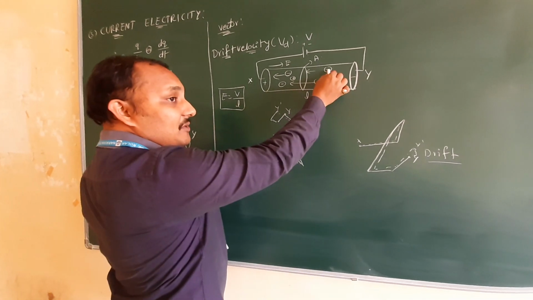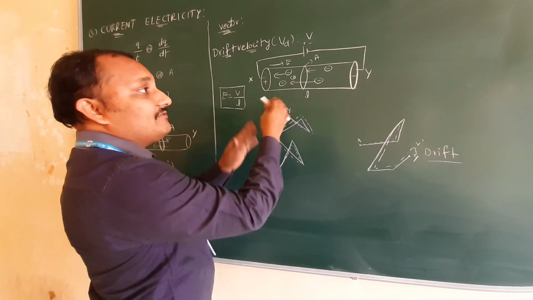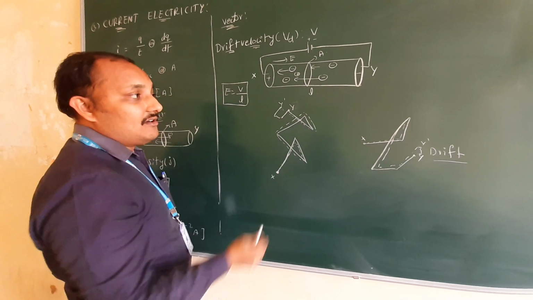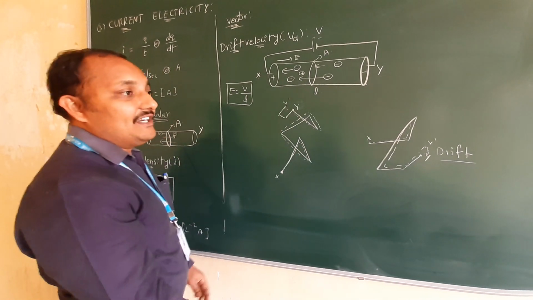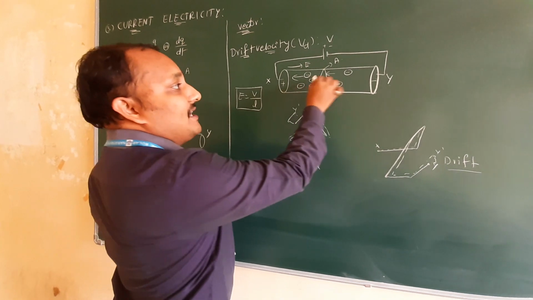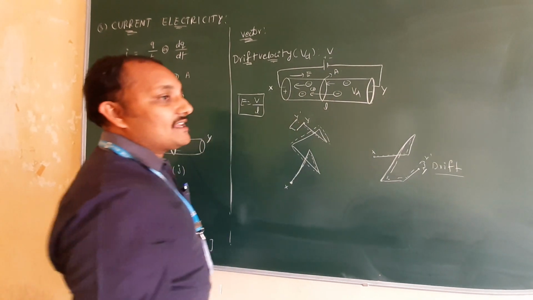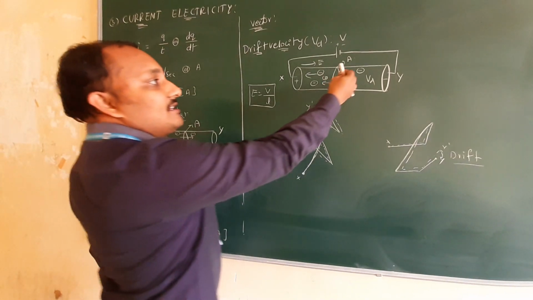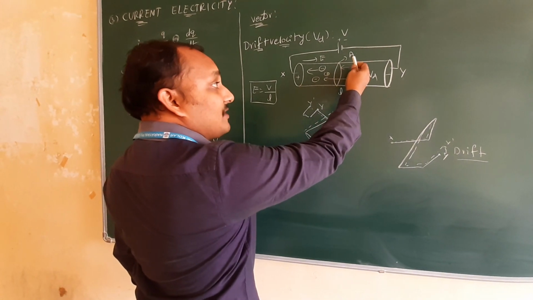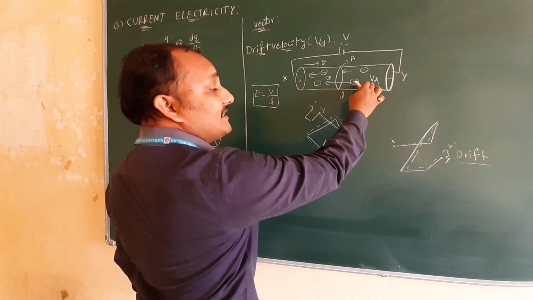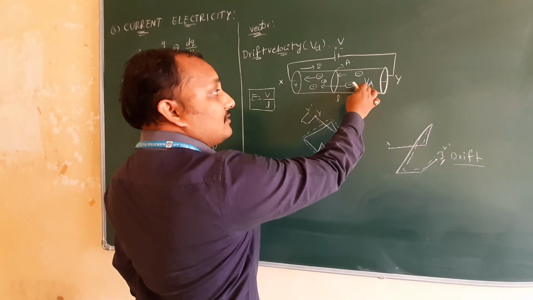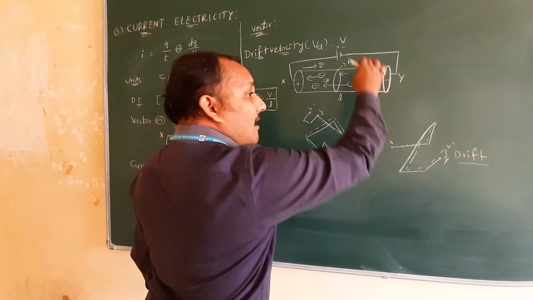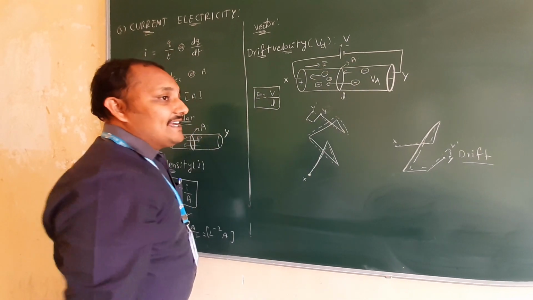Now I am talking about one electron. Now all the electrons will be shifting like this. All the electrons are drifted like this with some velocity. That velocity only we are calling drift velocity. So the velocity of the electrons which are drifted with some velocity is nothing but Vd. This is not for one electron, it is for all the electrons present in the conductor.